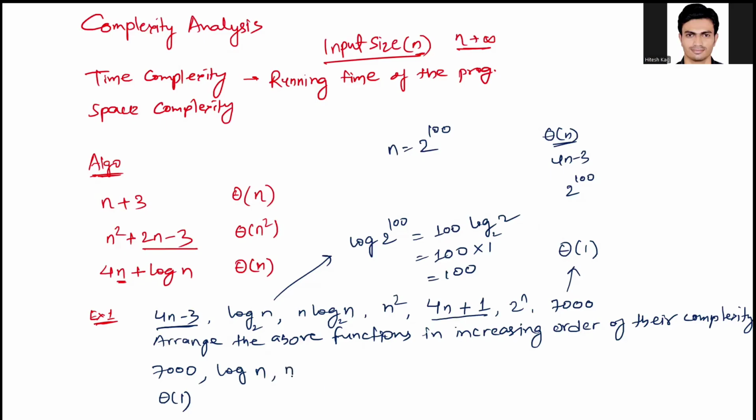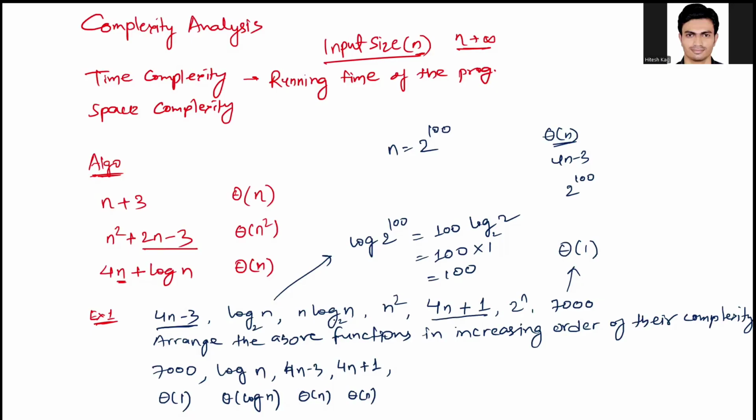After that, obviously what will come? n. n means both the functions we have, 4n minus 3 and 4n plus 1. Both are equal. You can write in any order. Either you can write 4n plus 1 before, or 4n minus 3 after 4n plus 1 also. So both have same complexity theta of n. There's no constant here. Directly we can write theta of log n. Okay. Next. What will come next?